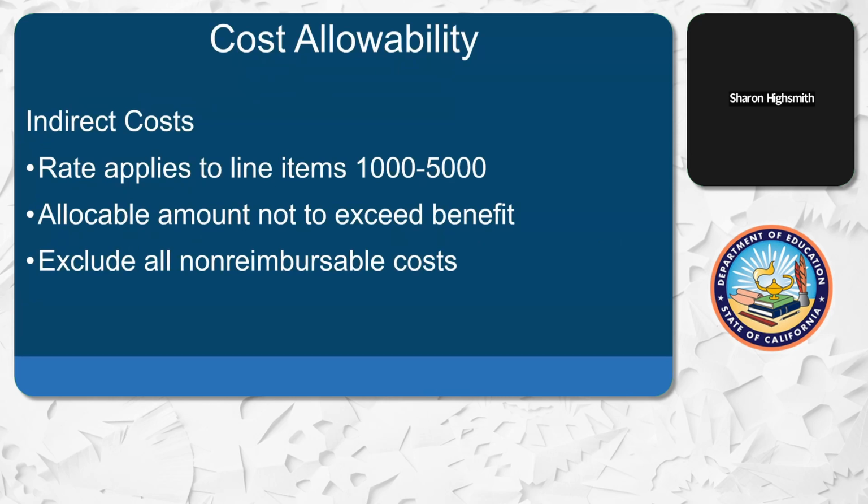Key points regarding indirect cost is that it applies to line items 1,000 to 5,000, which are certificated salaries, classified salaries, employee benefits, books and supplies, and other operating expense. For indirect cost rate, the allocation method must quantify the benefit among similar programs, then distribute the cost accordingly. Please keep in mind that non-reimbursable costs cannot be included in the indirect cost rate. And now we will go into non-reimbursable costs.